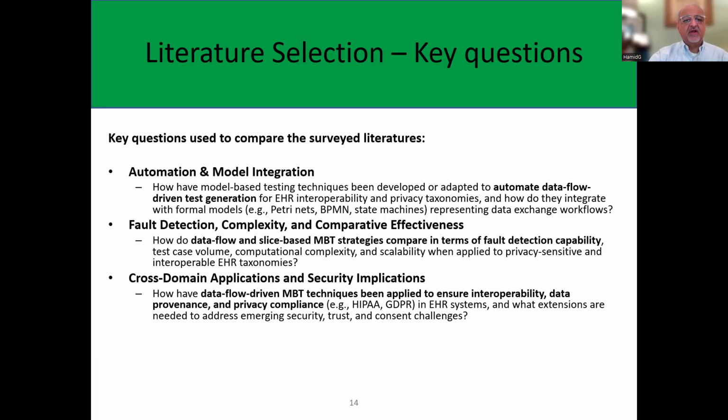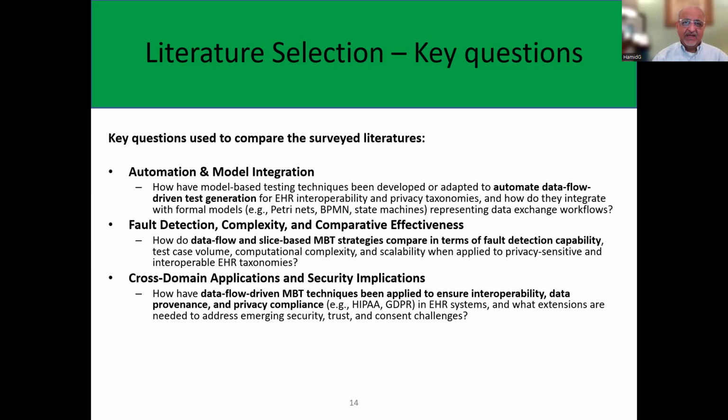And then the second question is fault detection. How do the data flow and slice-based model-based testing strategies compare in terms of detecting faults, test volume, computational complexity, scalability, and so forth? So fault detection is the second question. And the third is cross-domain application and security implication. Data flow-driven techniques, how do they apply to ensure interoperability, data provenance, and privacy? So these three questions are key.